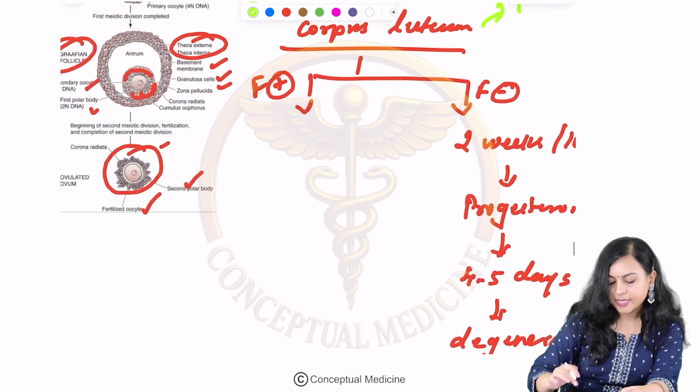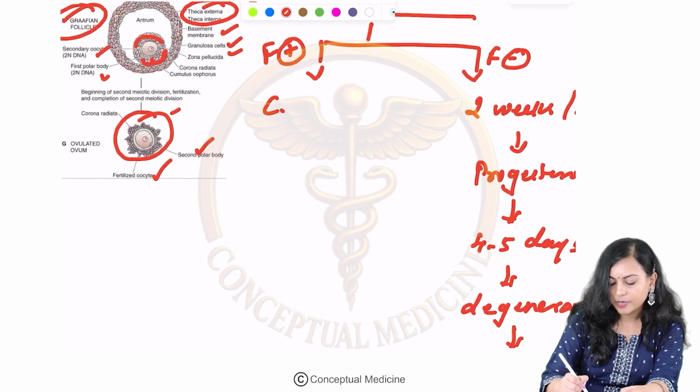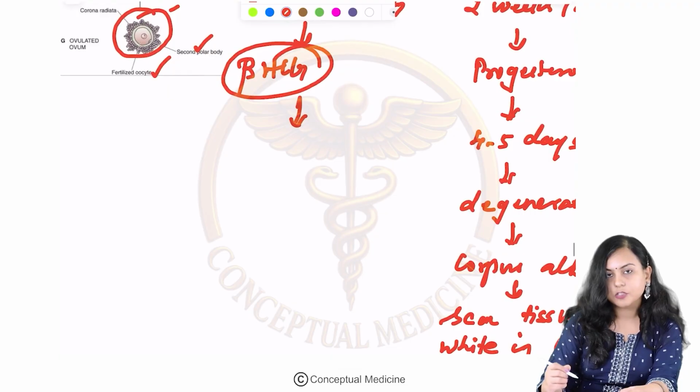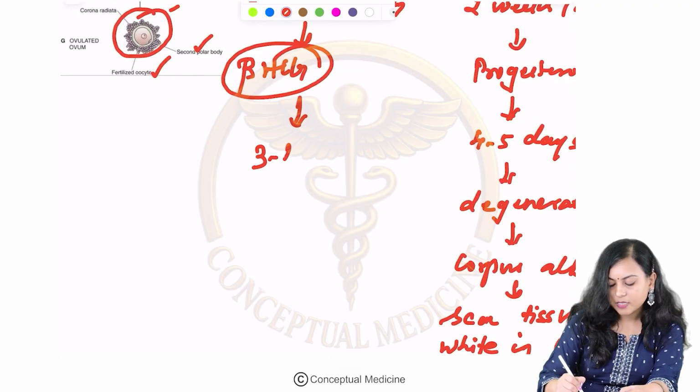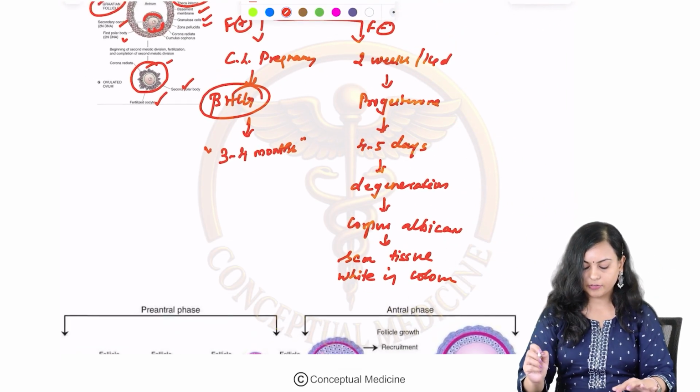Okay. Next comes, what if the fertilization happens? Then it will be known as corpus luteum of pregnancy, and in this case, it will be supported by the beta HCG hormone produced by the syncytial trophoblast, and this corpus luteum of pregnancy will be present till 3 to 4 months, till the placenta takes over the pregnancy support, right?